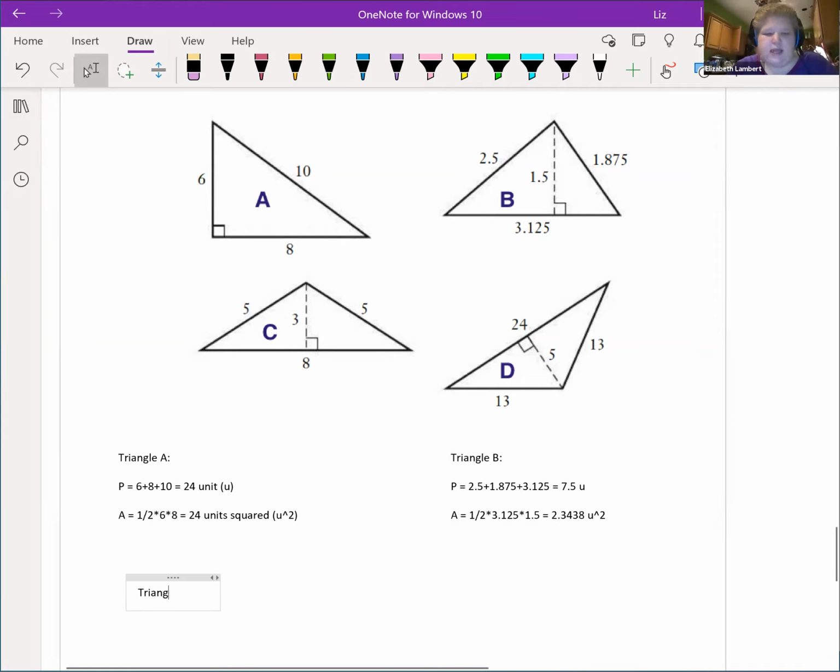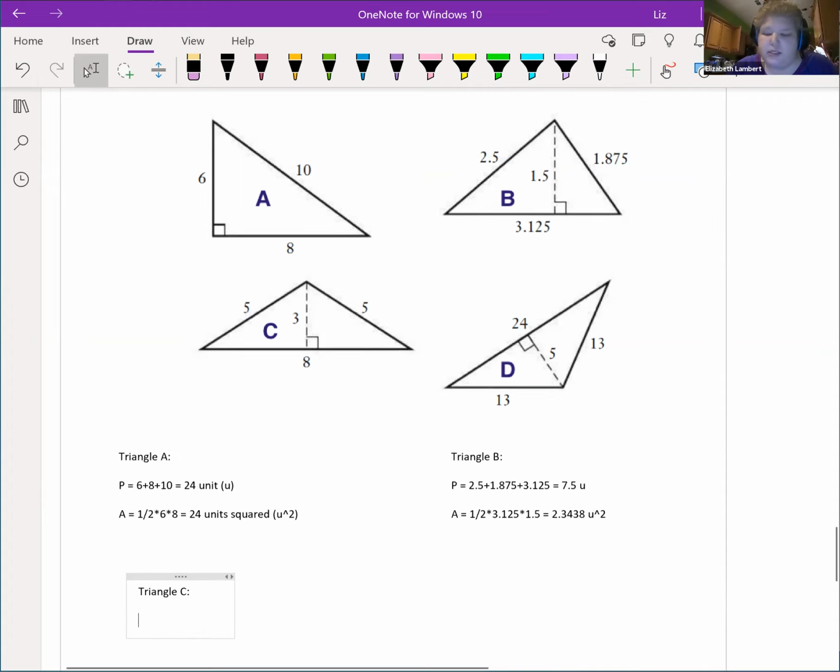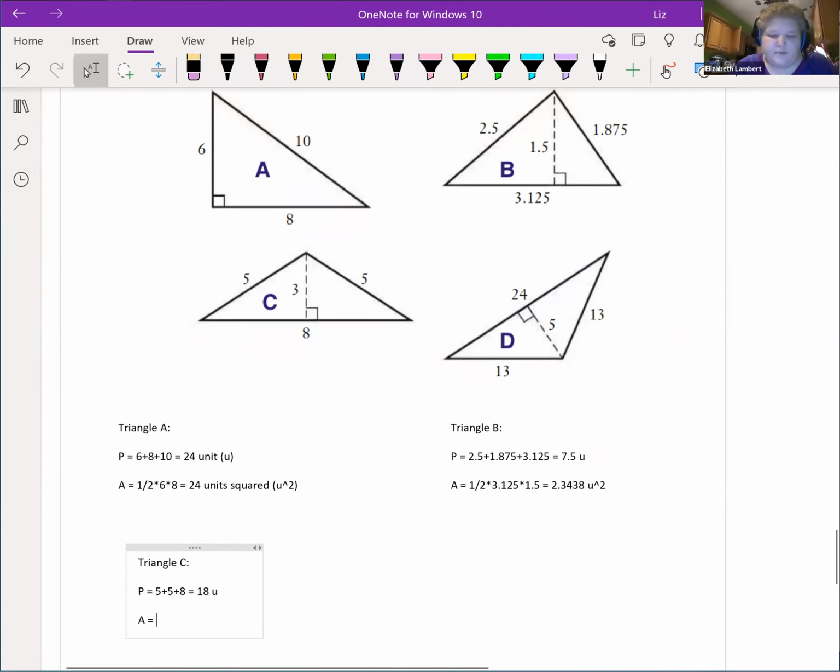All right. Triangle C. Stop it! Cats. I hate cats. Same song, second verse. 5 plus 5 plus 8. Those are all the sides around. 18. 1/2 times the 3 and the 8. It's 12 square units.